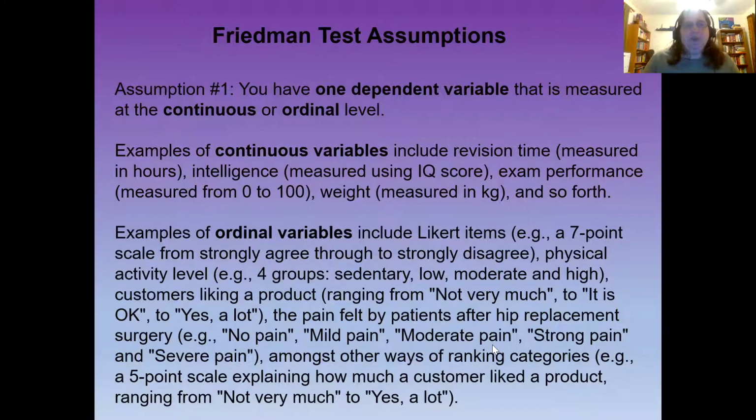Physical activity level, if you had 4 groups: sedentary, low, moderate, and high. Customers liking a product ranging from not very much to it is okay to yes a lot. Pain felt by patients after hip replacement surgery: no pain, mild pain, moderate pain, strong pain, and severe pain. Amongst many other ways of ranking categories. So anything that you think of as more of a rank order thing is most likely ordinal and most likely should be considered for the Friedman.